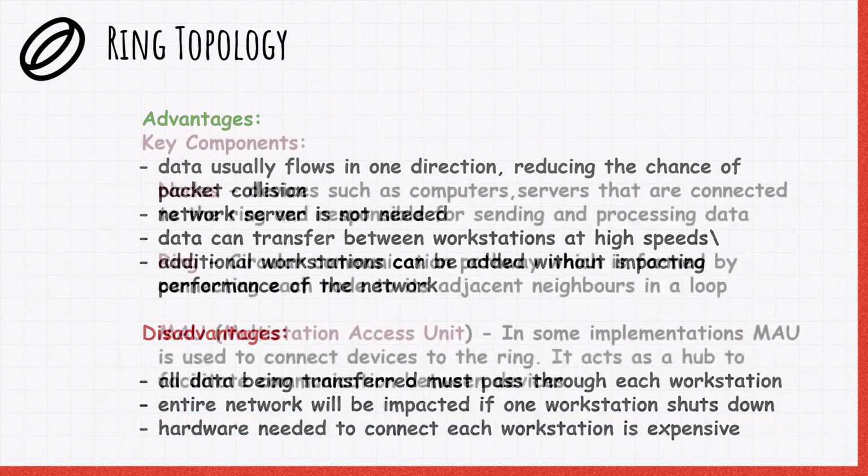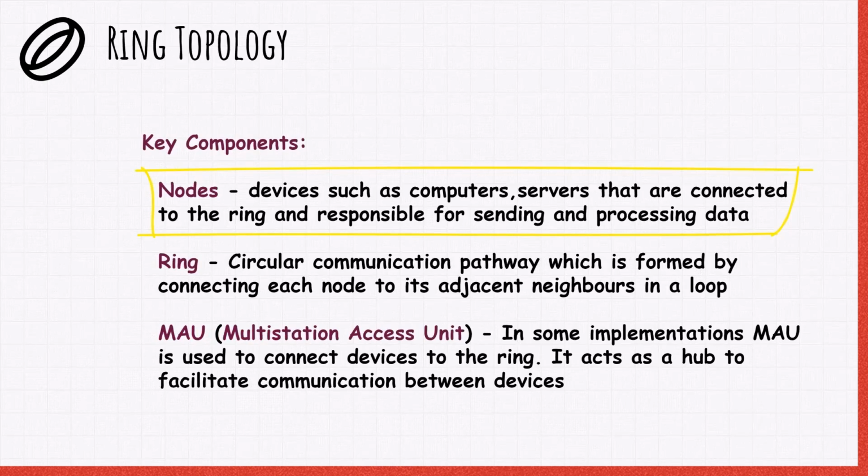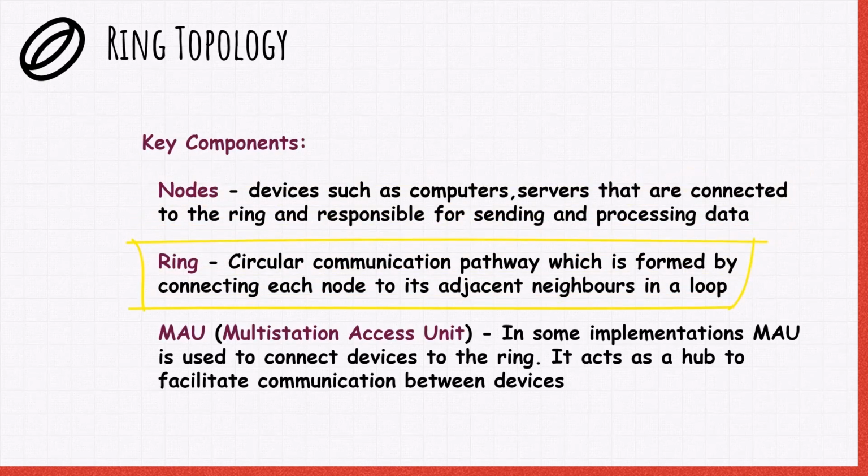Now, some key components of a ring network would be nodes, which are once again devices such as computers, servers, or network peripherals that are connected to the ring and that are responsible for sending, receiving, and processing data. And we have the ring, which is the circular communication pathway formed by connecting each node to its neighbor inside of a loop. And data packets travel around this ring.